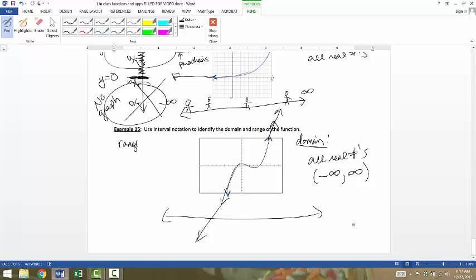And again, when we think about range, we're thinking about the y values it hits, the heights the graph hits. And again, it looks like it goes low, low, low, down to negative infinity, up to high, high, high, positive infinity, never stops, never breaks. So again, it looks like all real numbers is the range, so from negative infinity to positive infinity.